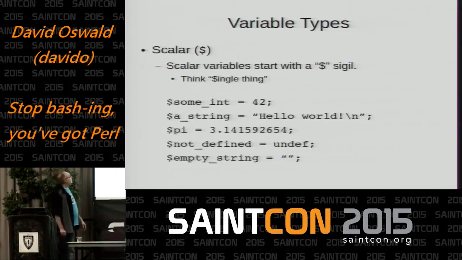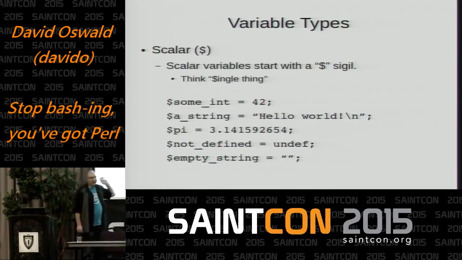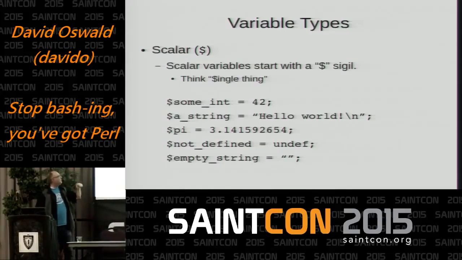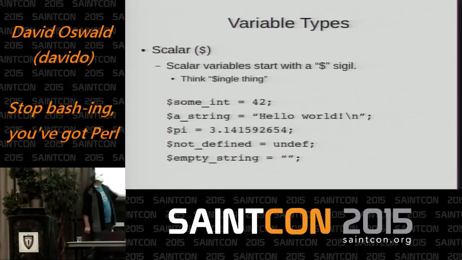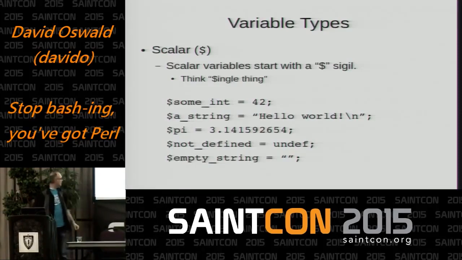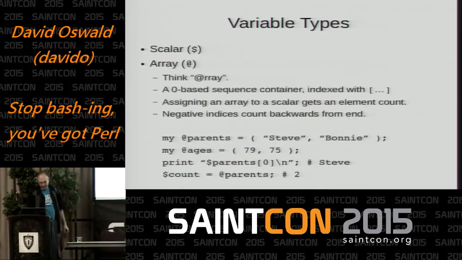So variable types we talked about before a little bit. Scalars always start with a $ sign. And if you want to think about what the mnemonic is for that, the $ sign sounds like S, which is the first letter in single thing. And you can assign any single thing that you want to a scalar: the number 42, the string hello world, the literal float pi. You can pass undef, which means no value, or even an empty string.